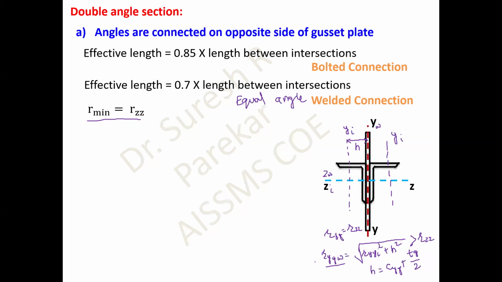If it is an unequal angle, you have to find RYY whole, and then you have to check RZZ and RYY whole. The minimum of the two we have to consider. But if it is an equal angle section, then directly we can take R minimum equal to RZZ. And then we can find lambda, L effective upon R minimum.